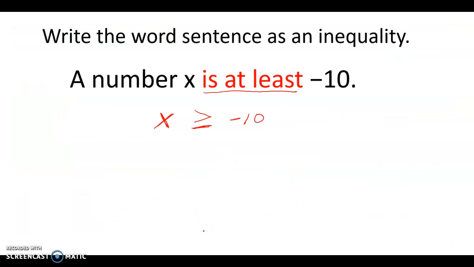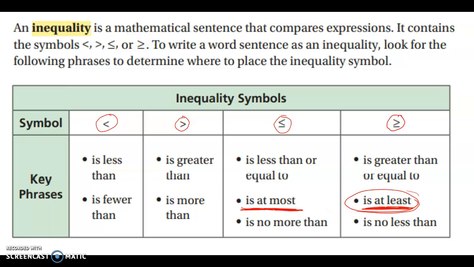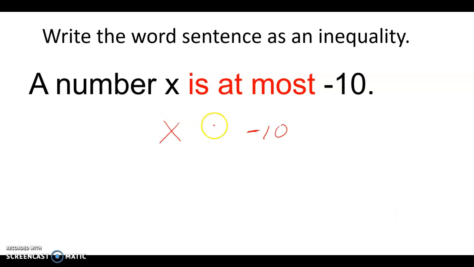All right, let's look at the next problem. So turn your page. A number x is at most -10. So we have our x, we have our -10, and we're looking for "is at most." You can go back to this page right here. "Is at most," so that's the less than or equal to symbol. So x less than or equal to -10. Let's look at the next one.